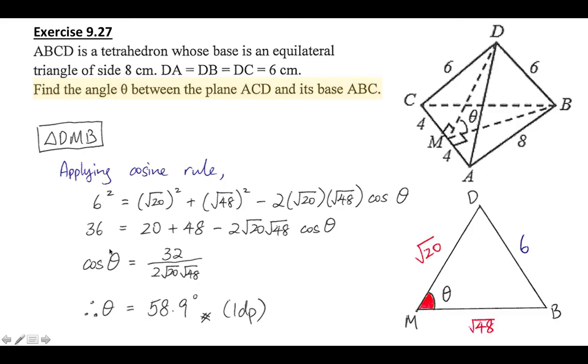Now solving for this, theta equals arc cosine of this. We have theta to be 58.9 degrees. For angle in degrees, I will round it off to 1 decimal place. So therefore, the angle theta between the plane ACD and its base triangle ABC is 58.9 degrees.